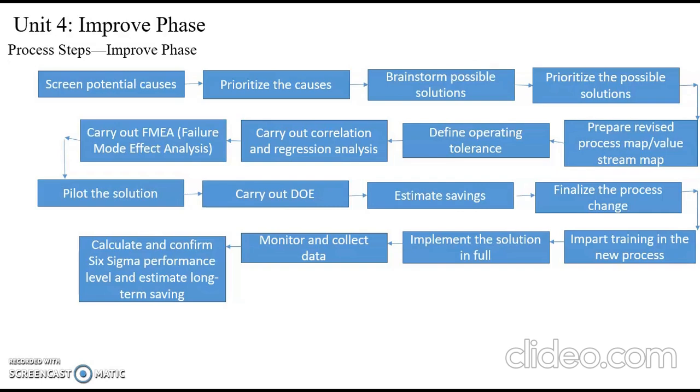The next step is to estimate the savings. When the team finalizes the solution, it is expected to give consistent results. The next step is to estimate the savings for the next 3 years. What will be the saving if you implement this solution? That they will check here. And next step is to finalize the process change.